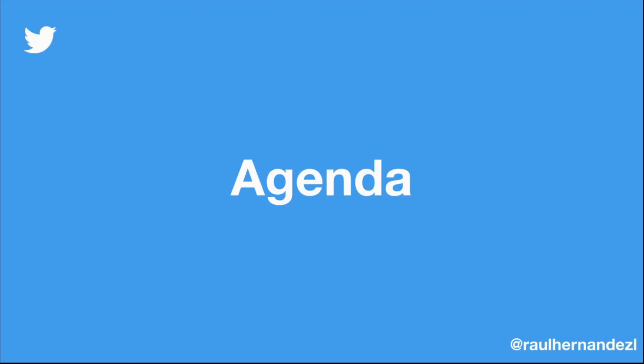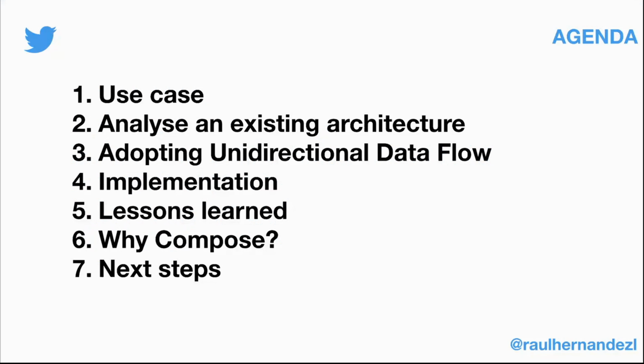Let's go to the important bits of today, basically the agenda. I will start by introducing a use case where everything hopefully will make sense to you. Then I'll start analyzing and assessing architecture, because for me the main and important point of today's talk is the fact that you can start using Unidirectional Data Flow in any particular architecture. You don't really have to be attached to any particular one. Then I'll mention some implementation details on my particular use case, some lessons learned that were important for me, and why Compose can be a choice that matters to you on Android. And finally, of course, some next steps.